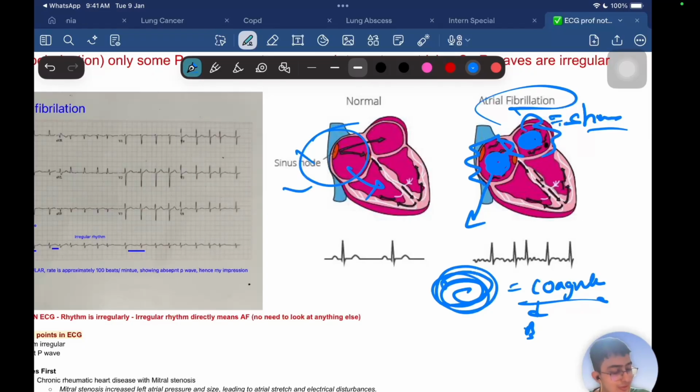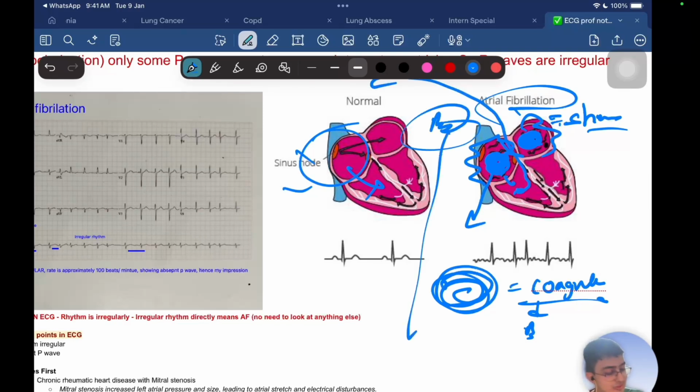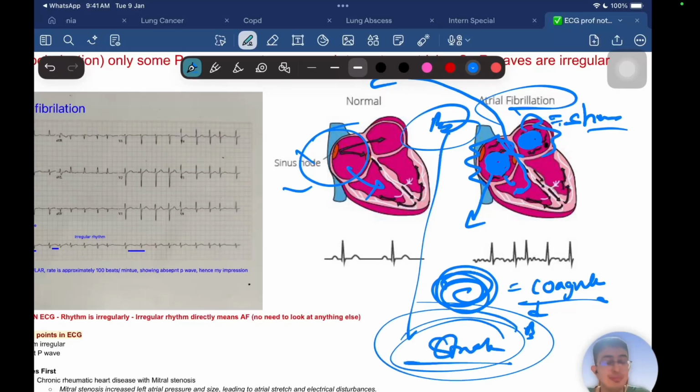And then if the clot somehow dislodges into the ventricle, and then from the ventricle goes out into the brain, then there is a risk of what? Stroke, right? So the major danger of atrial fibrillation is stroke. Does that make sense?